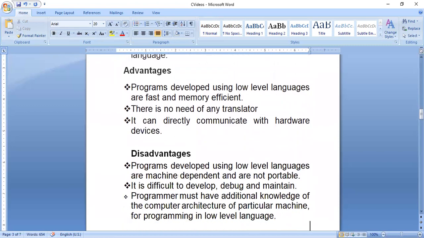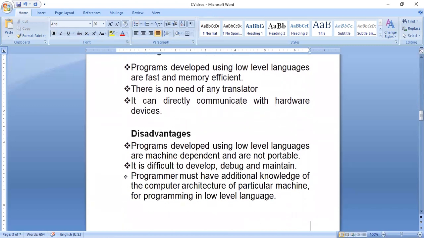Disadvantages. Programs developed using low-level language are machine dependent and are not portable. Portable means, suppose we have written one program on one machine, that program does not run on another machine or another computer. So that's why it is not portable. It is difficult to develop, debug and maintain. Debug means tracing out the errors.